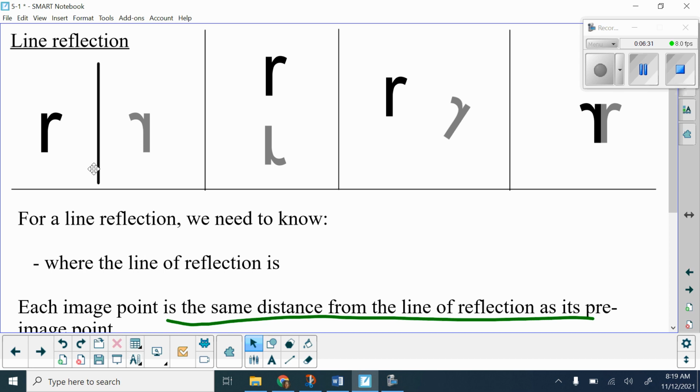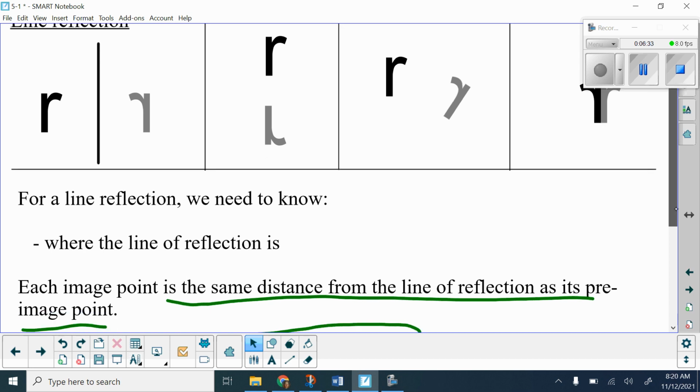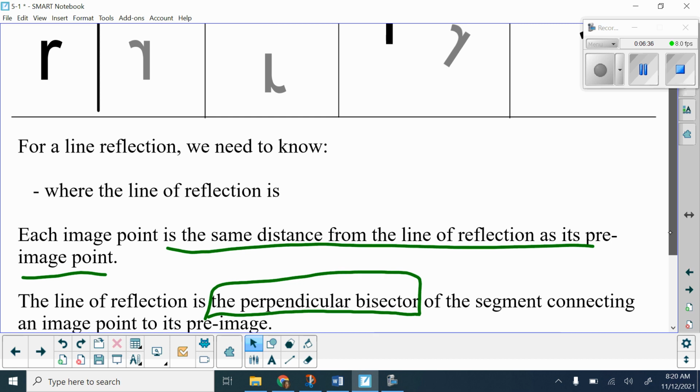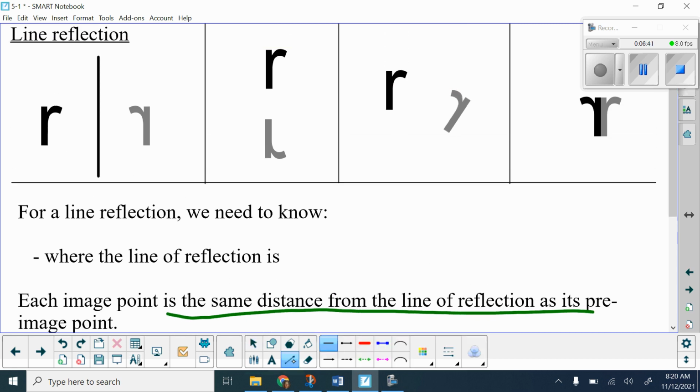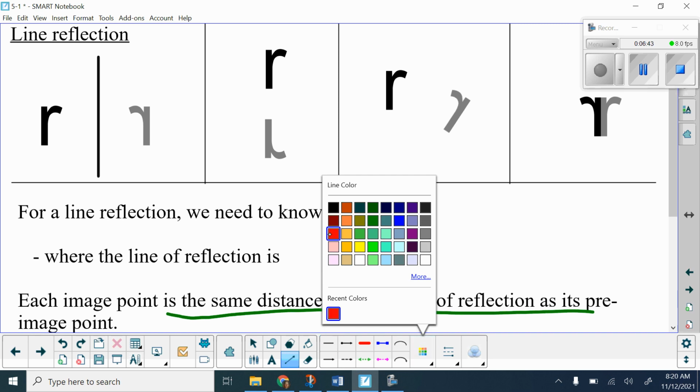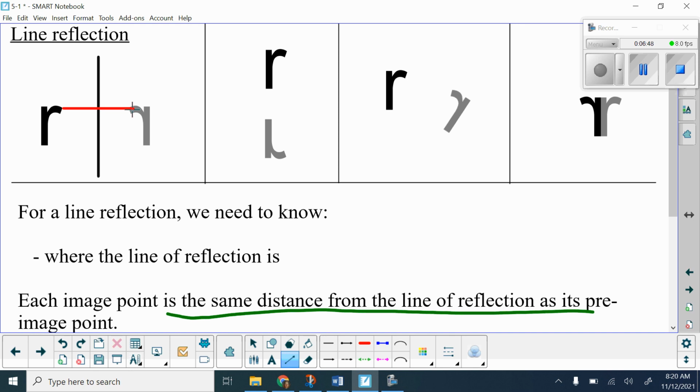What this is saying is the line of reflection is the perpendicular bisector of a segment connecting an image point to its pre-image point. So if I take my line, I'm going to change the color so you can see it, and I connect from the tip of the R to the other tip. So that would be a pre-image and an image point. That red segment there, the black line is the perpendicular bisector of that red segment. So the perpendicular bisector is the line of reflection.